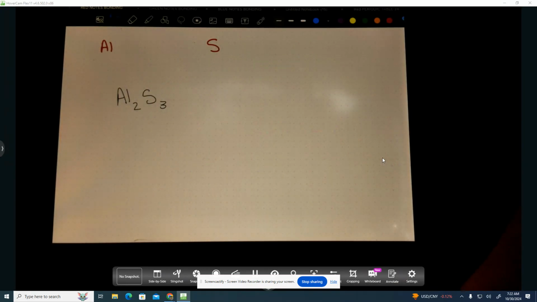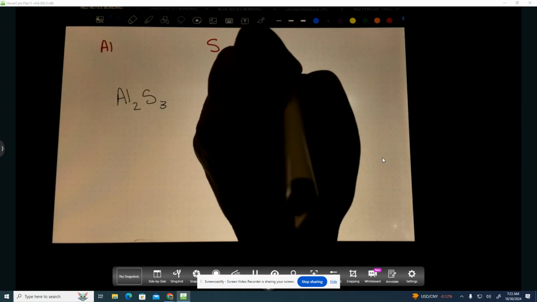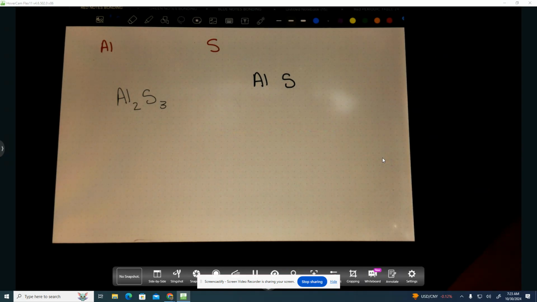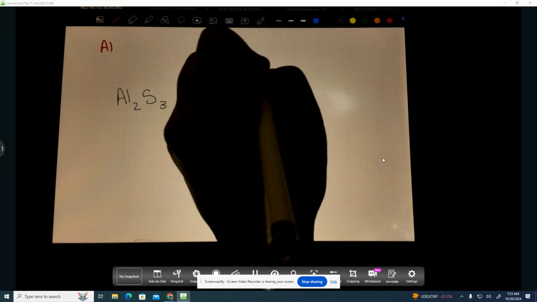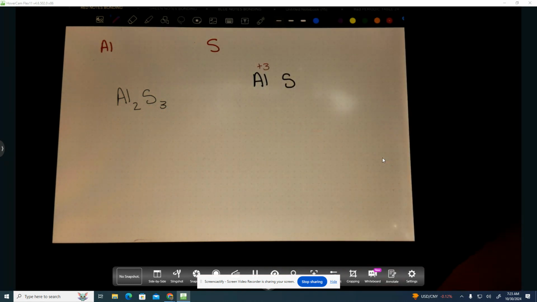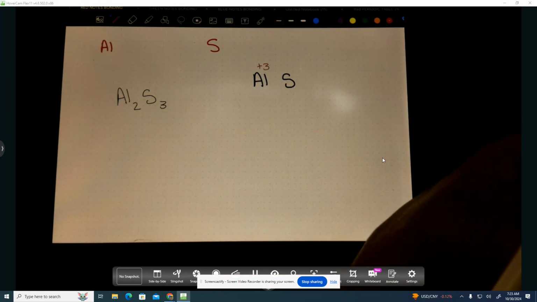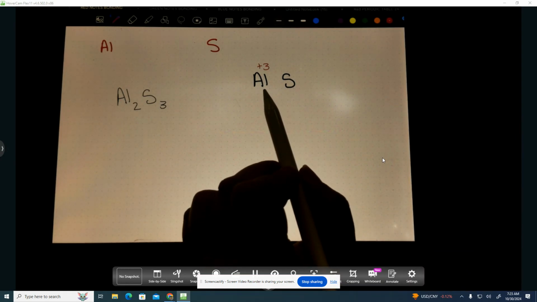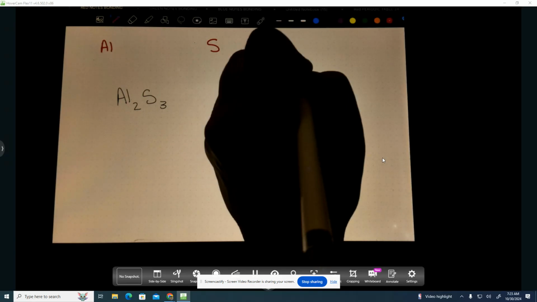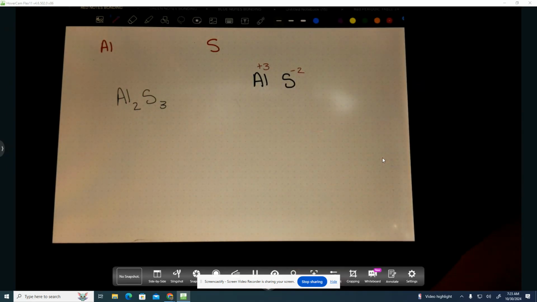Okay? Now, there's a shortcut. I showed you yesterday, right? Let's do the shortcut just so that you can see how it works. This aluminum is going to form a +3 charge. I know that because I'm looking at the periodic table, and in the upper right-hand corner, it tells me that aluminum is going to lose 3 electrons. It's going to form a +3 charge. Sulfur is going to be a -2. It's going to gain 2.